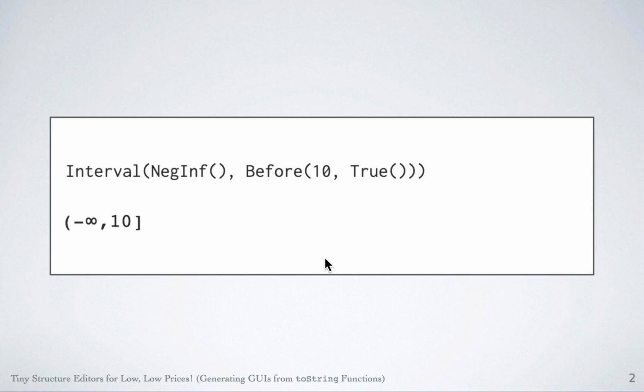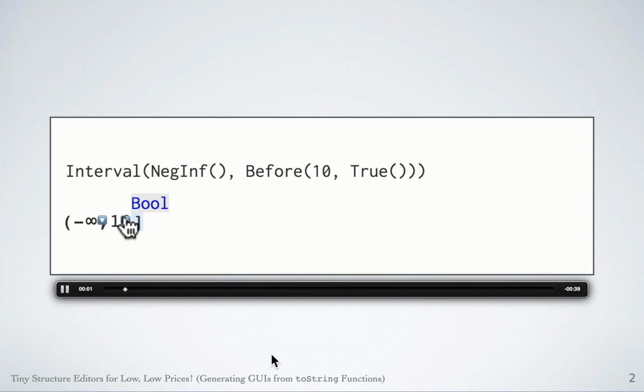Right? So our system automatically turns this output into an editor that lets you manipulate the original value. So I can click this little button here to swap this Boolean in the original value of interest to say, oh yeah, the 10 is or is not included in the interval, right? So that's what we're doing.